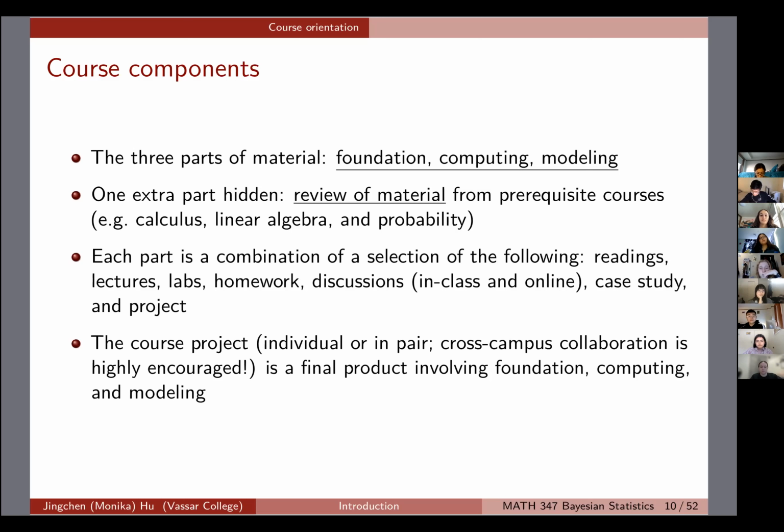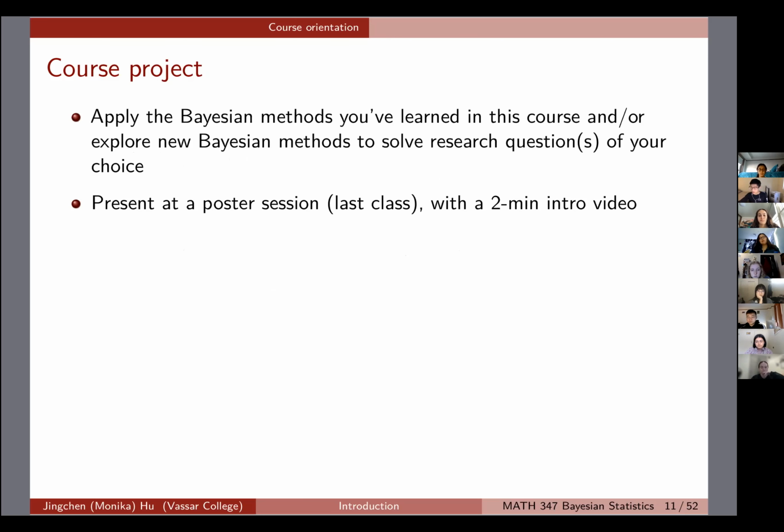And then I want to talk about the project a little bit and show you some examples that you might want to check out as well. So the course project, you can do it individually or in pair. I will highly encourage cross-campus collaboration, and it's a final product involving the 3 different parts that we talked about. Most of you in the past will apply the Bayesian methods you have learned in this course. But occasionally, some people will explore new Bayesian methods to solve research questions of their own choice. That includes possibly reading an academic journal article, trying to understand it and replicate some of the results, or even applying the method to a research question with the data set that you have. So we'll see how things go. I try to provide as much guidance and feedback as I can, and we'll do that once I post the instructions.